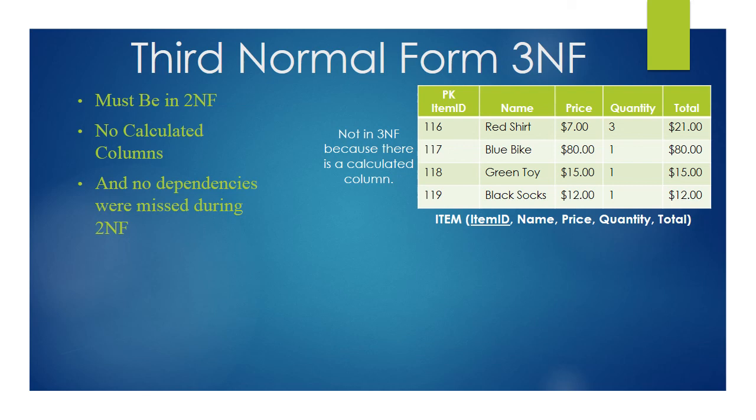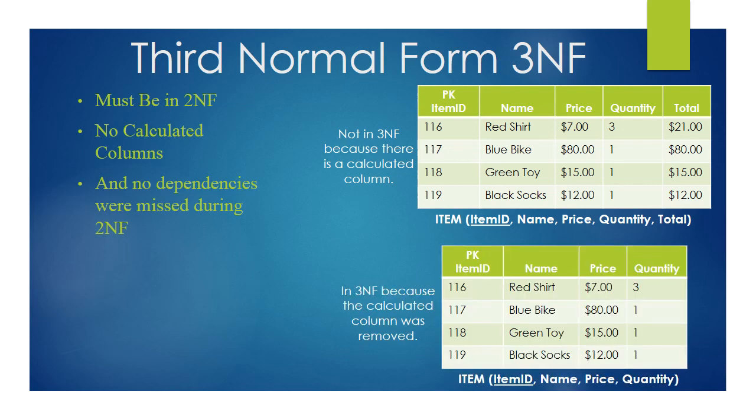Which column do you think is calculated? If you said the total column, you are correct. To convert to third normal form, all you have to do is remove the calculated column. That wraps up normalization, or as far as we get into it for this class. You are now ready to try the normalization assignment.